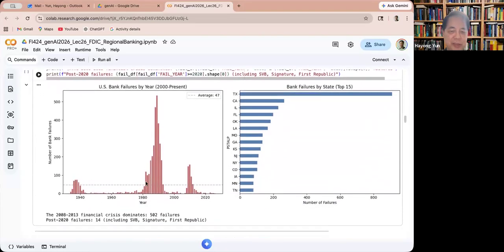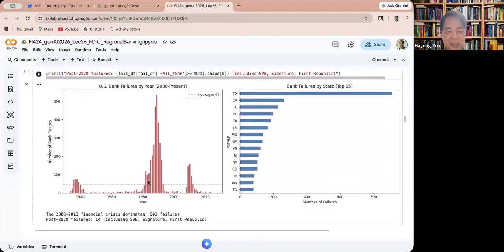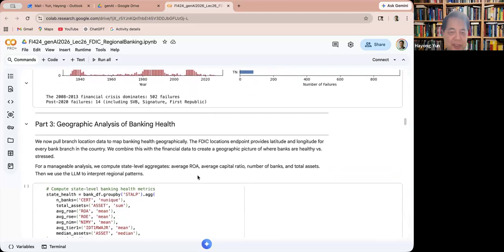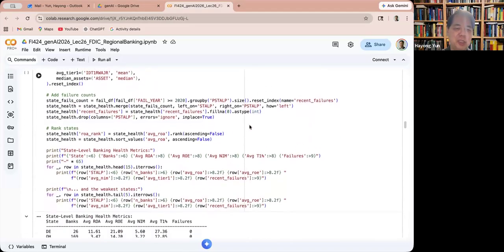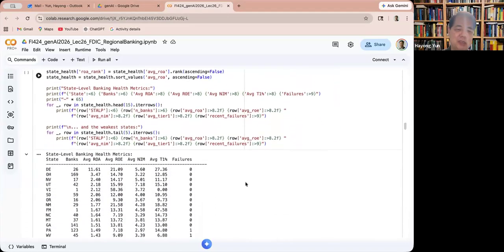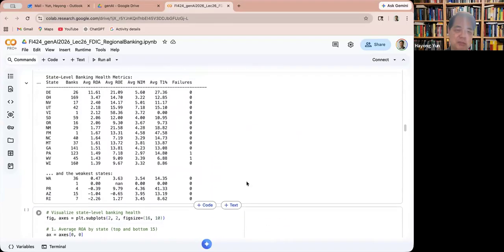And the failures in the 80s, and I guess here's the 90s. So this was the savings and loan crisis, I guess, and this was the 2008 crisis of bank failures. And then geographic analysis and banking health. So we can basically relate that to the local banking health. So we can take a look at them.